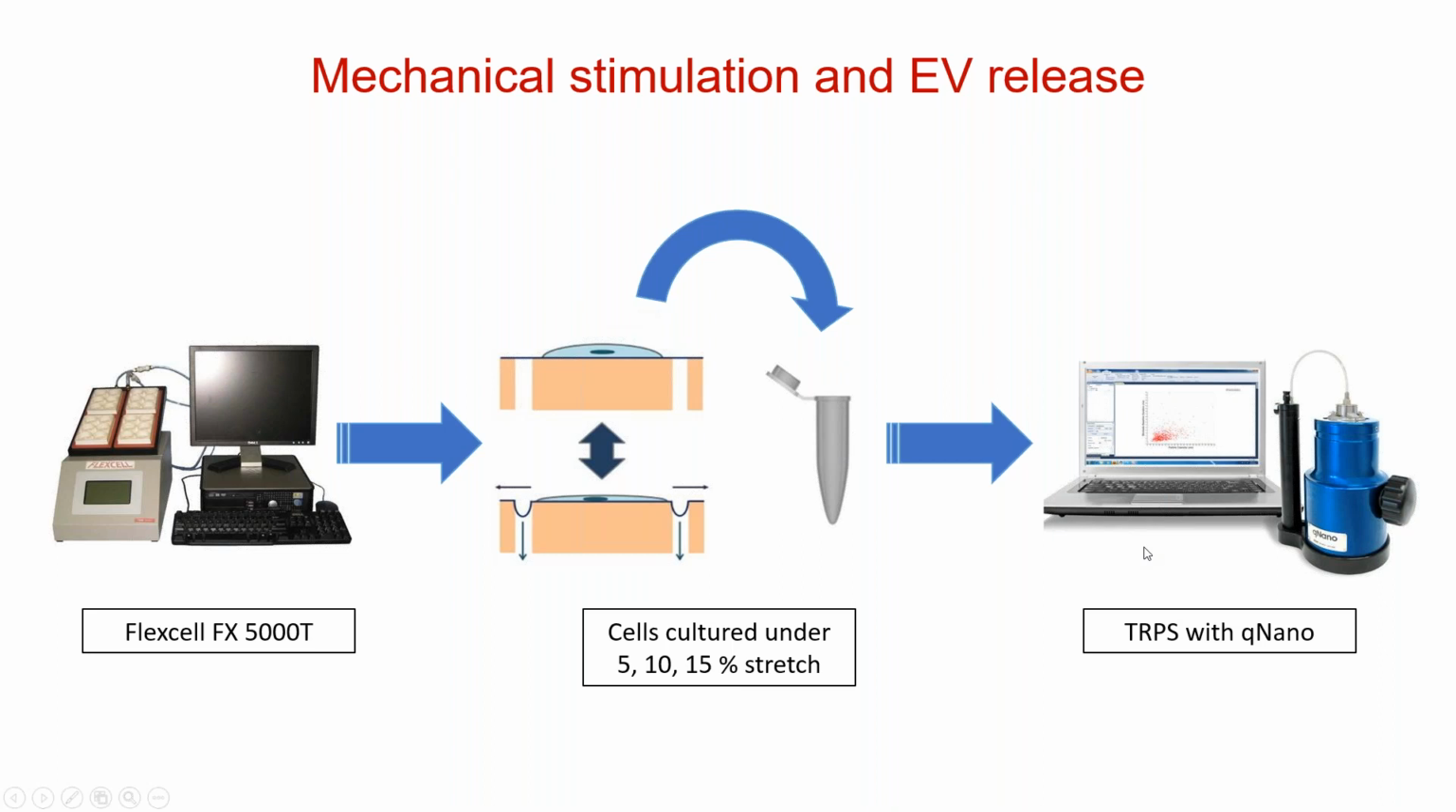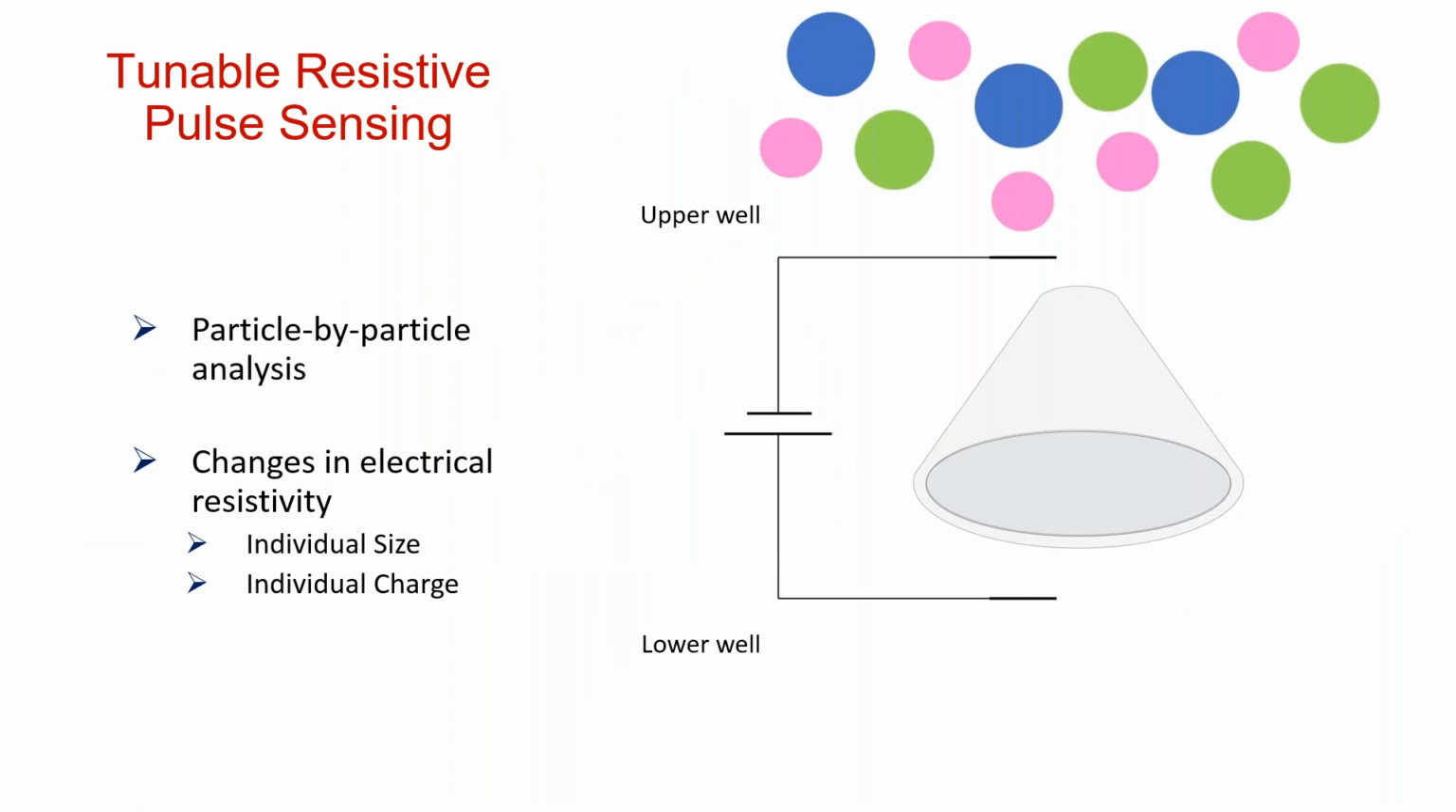We're looking at characteristics of vesicles with a device called TRPS, tunable resistive pulse sensing, the Q-Nano. So I'll explain that a little bit. This is our new way of trying to understand better how vesicle properties change with a variety of stimuli in our lab. Vesicles, as I mentioned earlier, are really hard to study. And so what this device allows us to do is a particle by particle analysis of the vesicles.